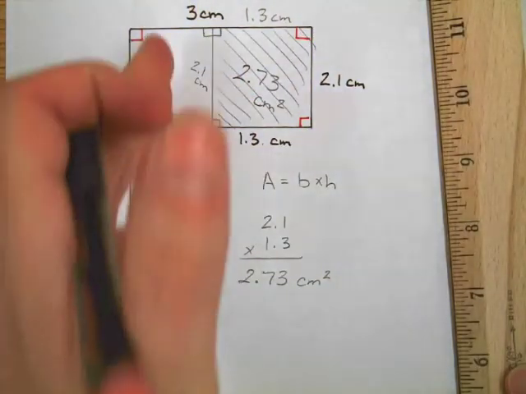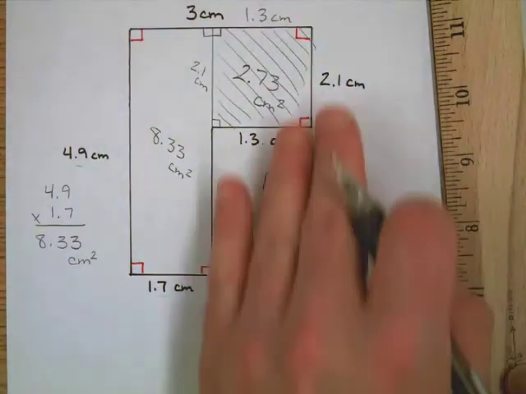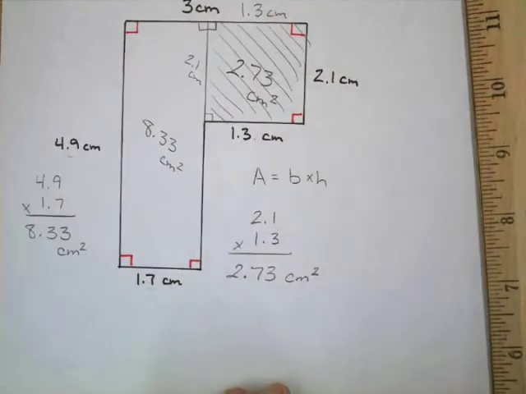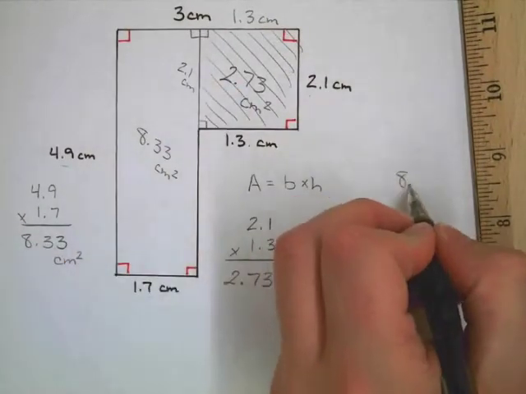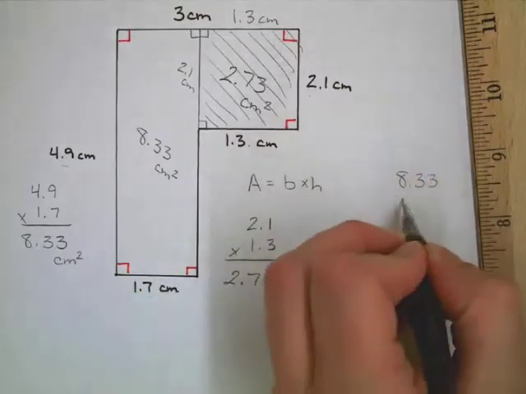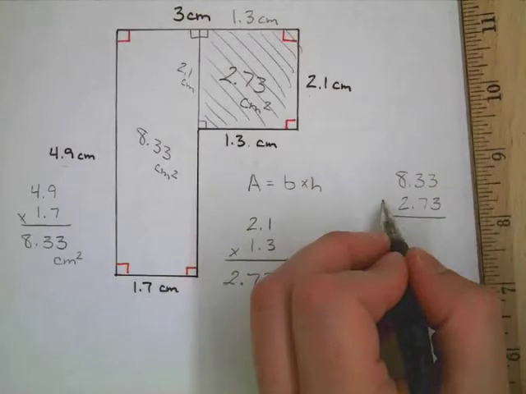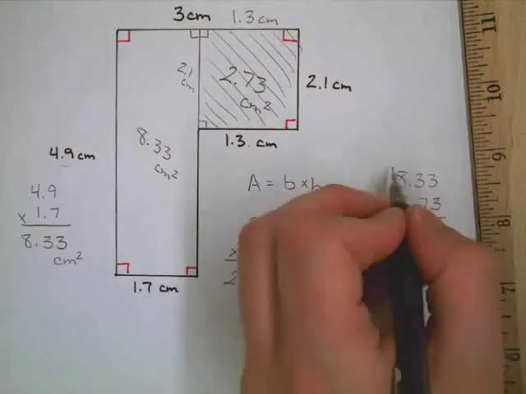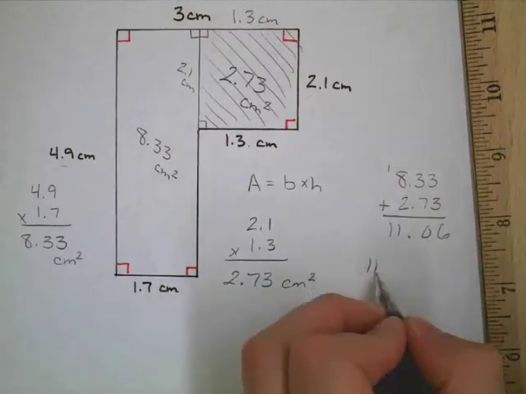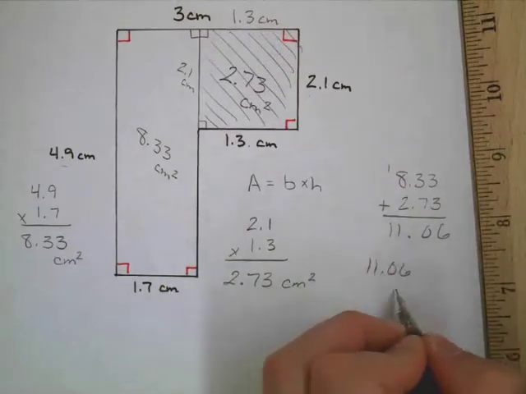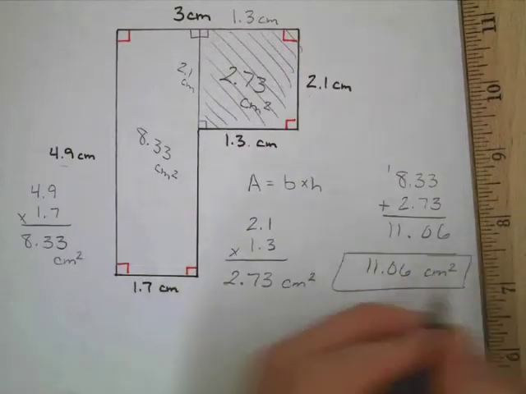So I know the area for this rectangle and for this rectangle, but I want to find it for this entire shape. So I need to add these two areas together. So 8 33/100ths added with 2 73/100ths. And when I add that together, I come up with 11 6/100ths square centimeters for the entire polygon.